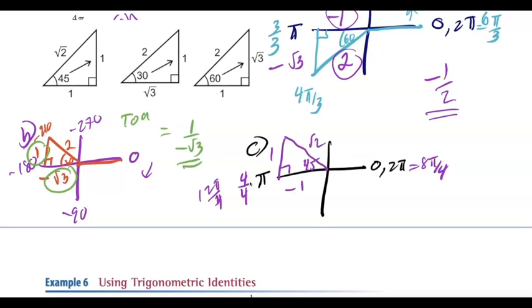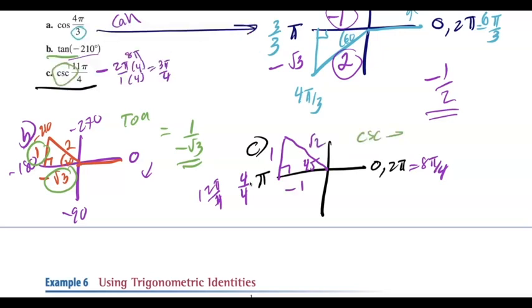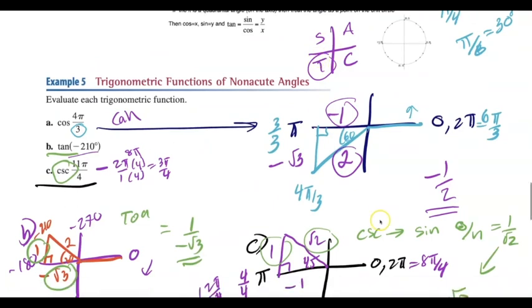And I want cosecant. Cosecant is the reciprocal of sine. So you're just going to find sine and flip it. Sine is SOHCAHTOA, opposite over hypotenuse. And then we just flip it for cosecant, so radical 2. Or again, if you want to think about it, we're in quadrant 2, only sine's positive. That's why my value is positive.